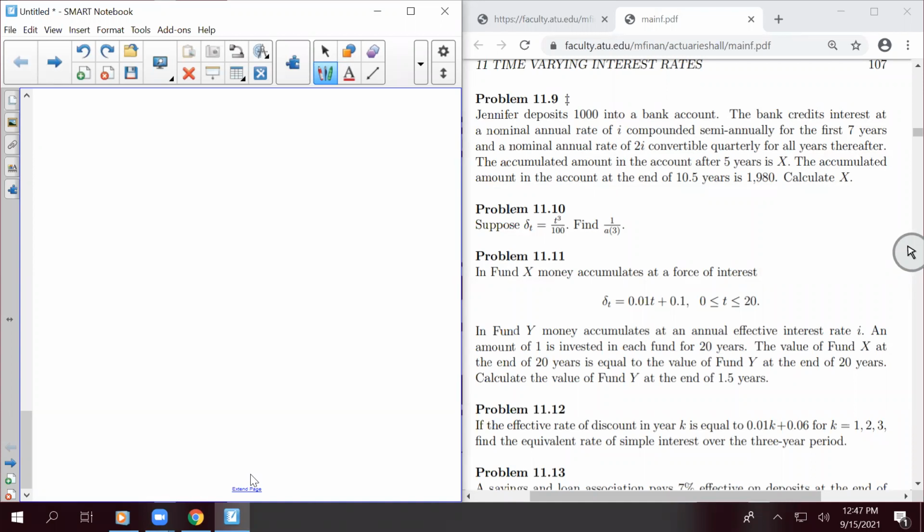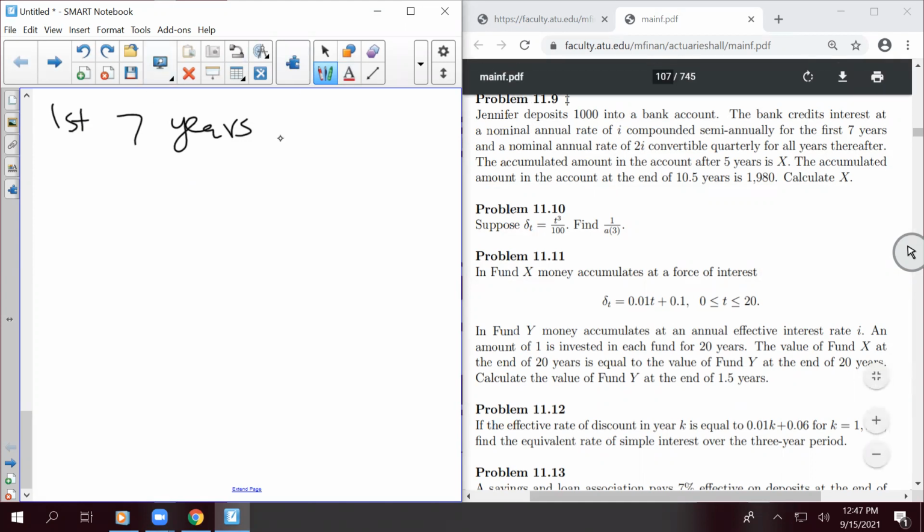So X is what you have after 5 years. So for the first 7 years, you have nominal rate i compounded semi-annually. Now, what is the usual symbol for semi-annual compounding? It's not i. What's the usual symbol? i superscript 2, right? i superscript 2 because it's two compoundings a year. But they have every right to use a different symbol.